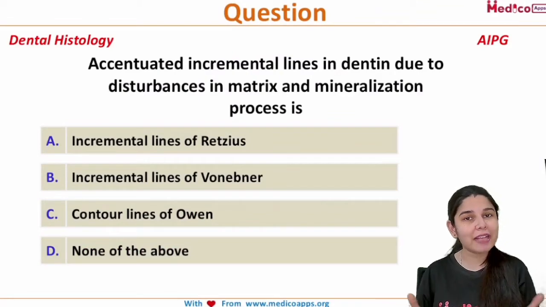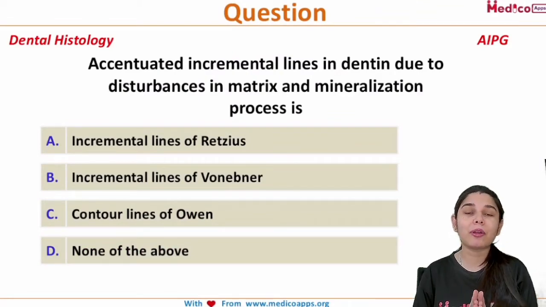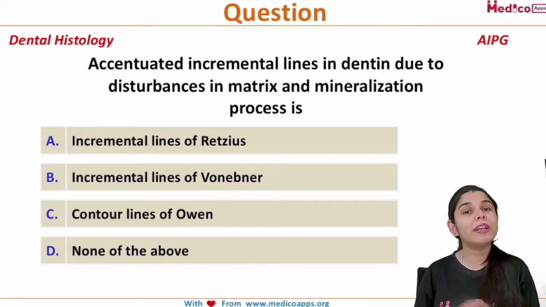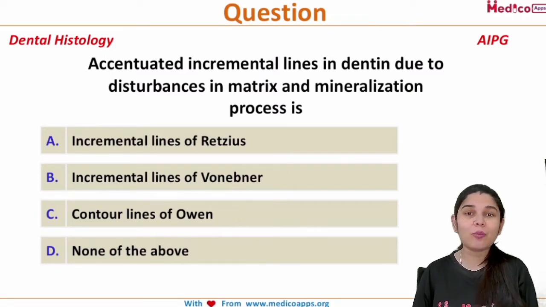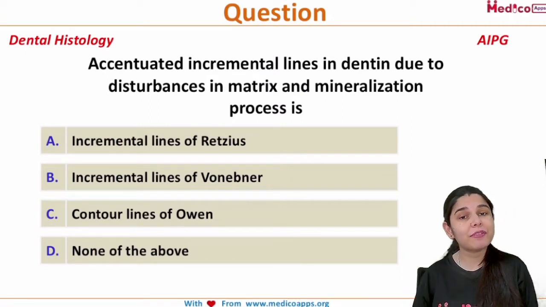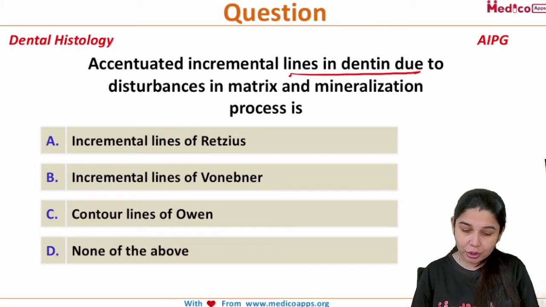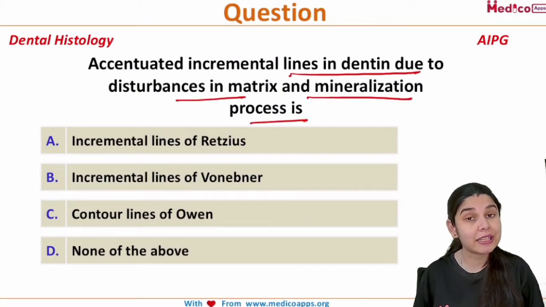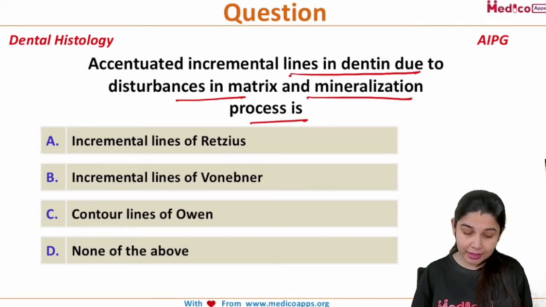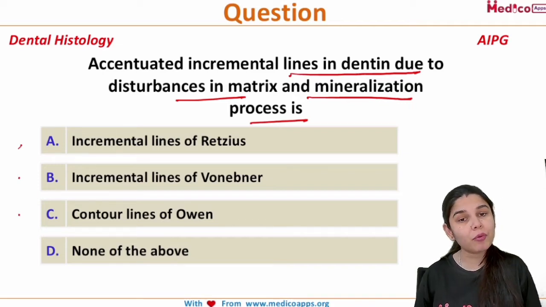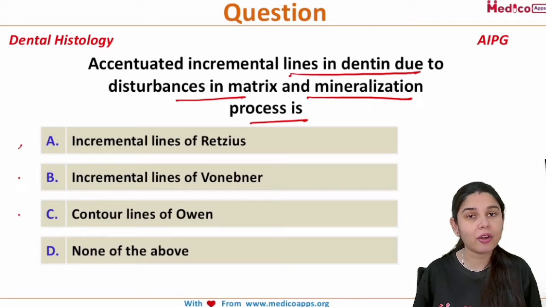This question belongs to the dental histology topic, and it has been framed in the All India PG examination. So let's see what the question is. The accentuated incremental lines in dentin due to disturbances in matrix and mineralization process is: the incremental lines of Retzius, the incremental lines of Ebner, the contour lines of Owen, and option D is none of the above.